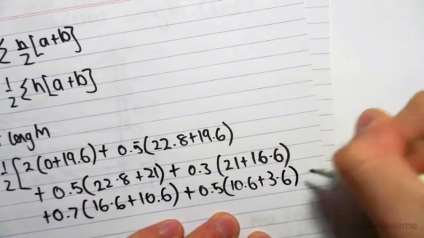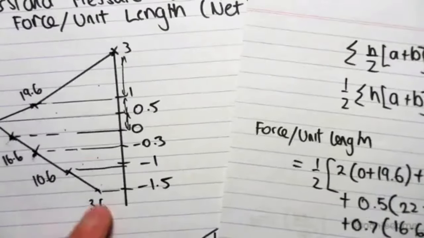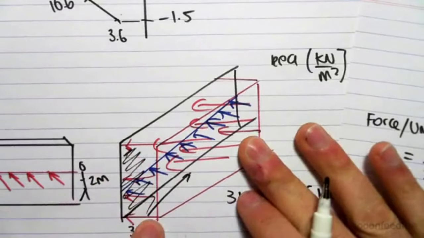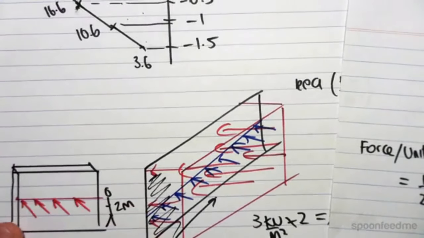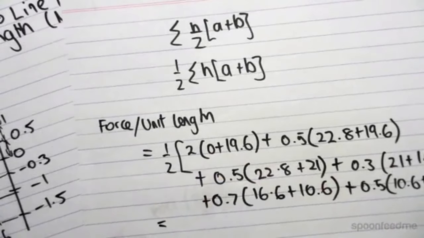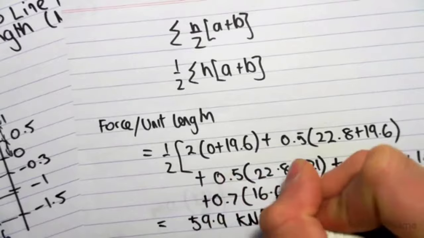That is going to be the force per unit length. What we've done is just find this area, similar to how we found this area. It's just a more complex shape. That's the only thing that's different, and that's going to give us a line load across our wall, a force per unit length. If we work this all out, and I've already done it for you, you get around 59.9 kilonewtons per meter.